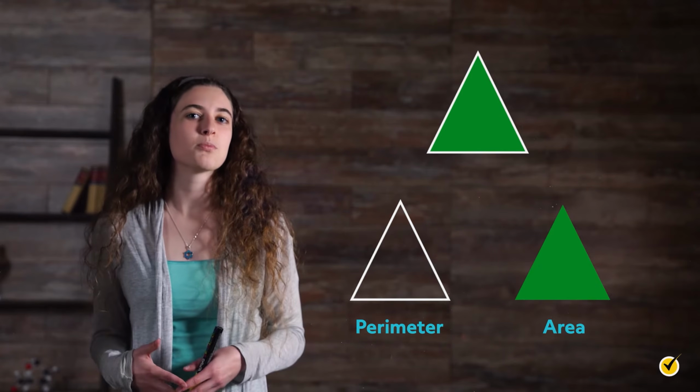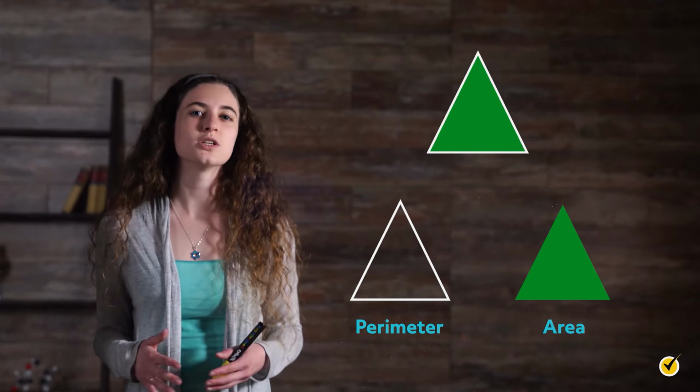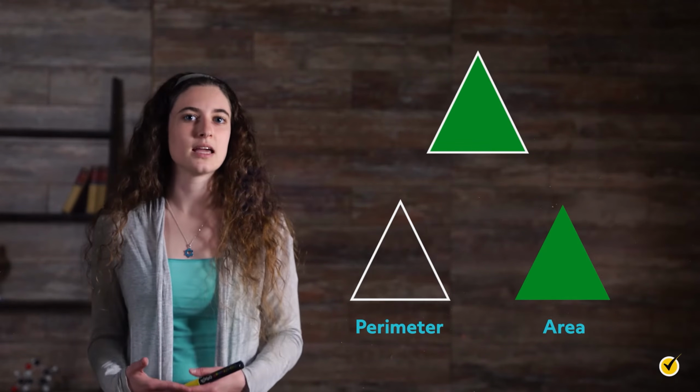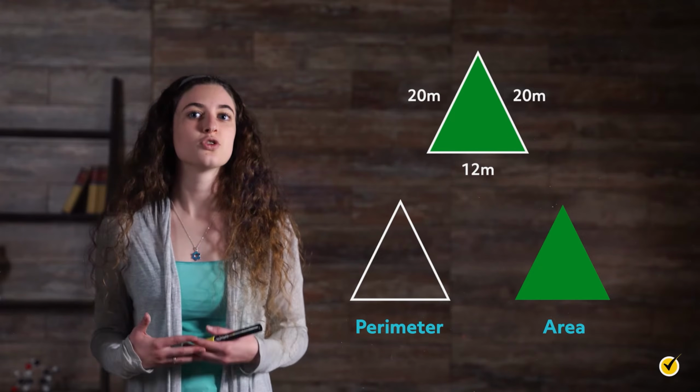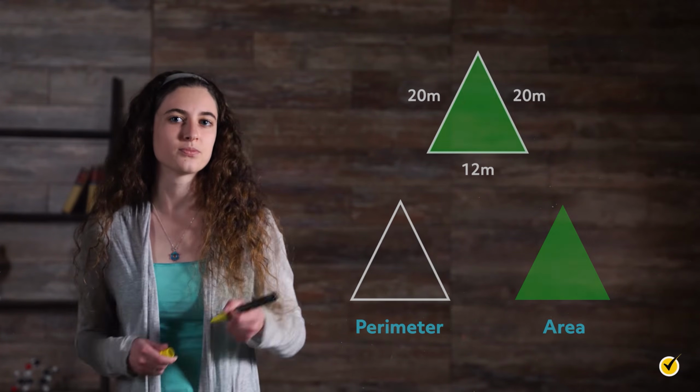Okay, now that we know what perimeter and area are, let's figure out how to find the perimeter. We don't need any fancy formula or anything. All we need to do is add the length of the sides together. So if we know all the sides of our yard, we can easily find the perimeter.